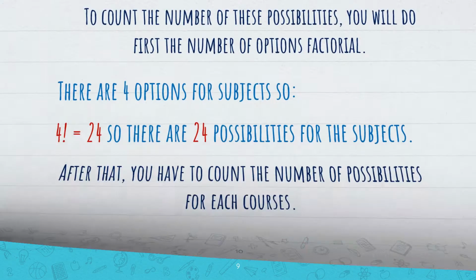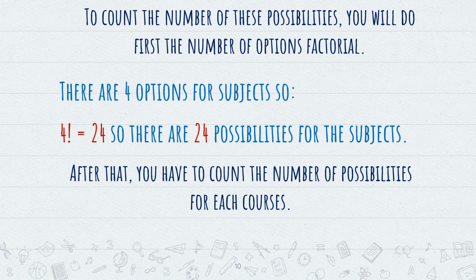To count the number of these possibilities, you will do first the number of options factorial. There are 4 options for subject, so 4 factorial is equal to 24. So there are 24 possibilities for the subjects. After that, you have to count the number of possibilities for each course.